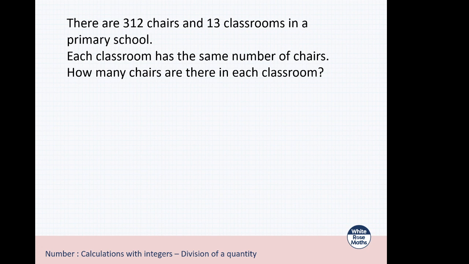There are 312 chairs and 13 classrooms in a primary school. Each classroom has the same number of chairs. How many chairs are there in each classroom? I'm going to do 312 divided by 13 to work out the number of chairs in one classroom.